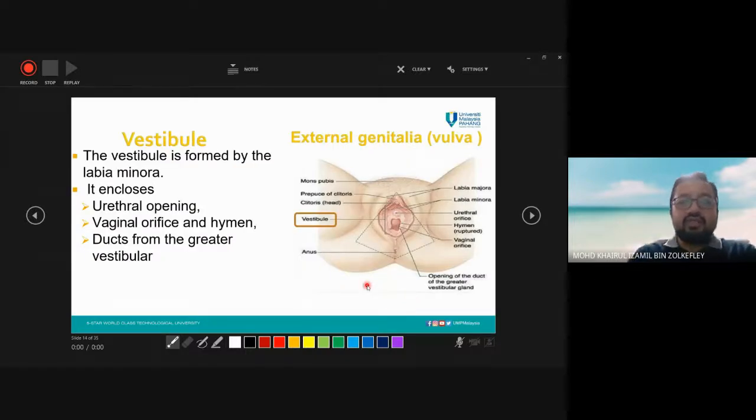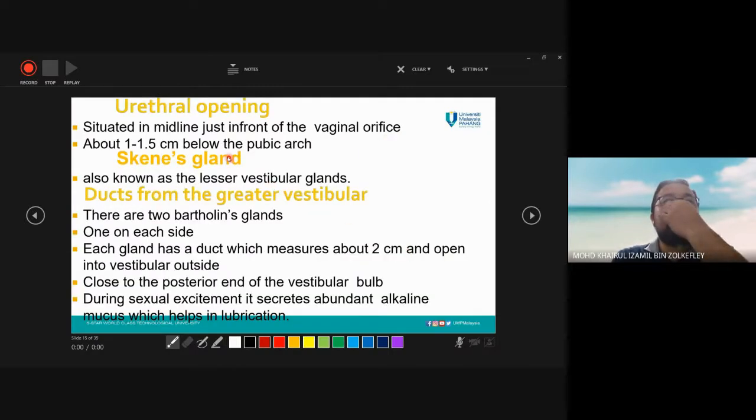Okay, and then we got vestibule. Vestibule ni satu kawasan yang kita kata mengandungi beberapa opening lah. First one, urethral opening, okay, untuk air kencing. And then vaginal orifice and hymen, ducts from the greater vestibula. So urethral opening situated in midline just in front of the vaginal orifice, about 1 to 1.5 centimeter below the pubic arch.